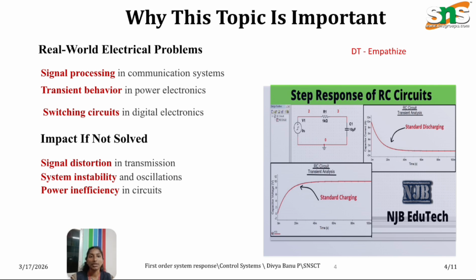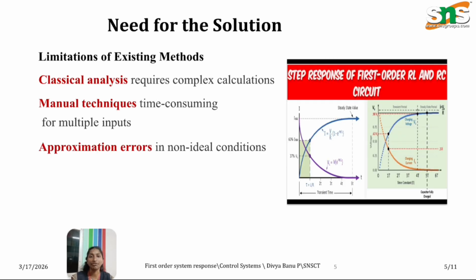This topic is very important because of real world electrical problems like signal processing, transient behavior in power electronics, and switching circuits in digital electronics. These are all basic real time problems, and the impact if they are not solved is signal distortion in transmission, system instability and oscillations, and power inefficiency in the circuits. So if we do not solve these problems, these are the impacts we are going to face.